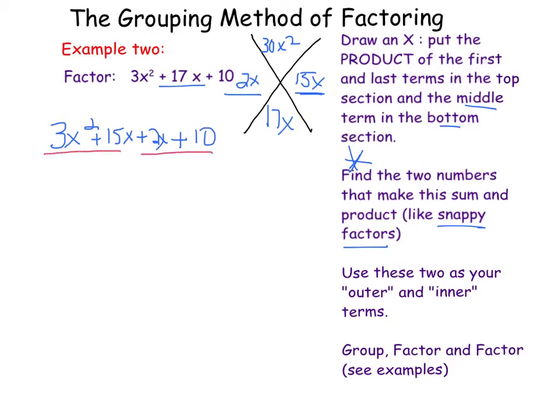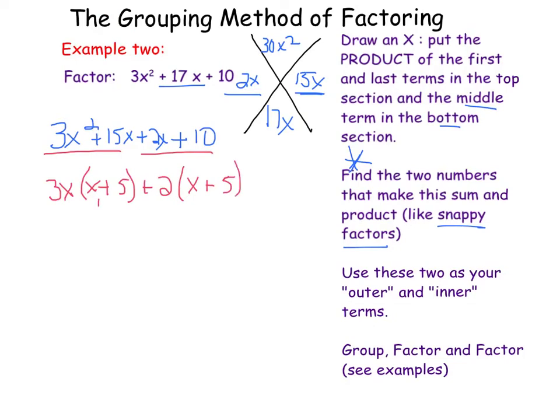So 3x squared and 15x, what do they have in common? They have a 3 and an x in common. So that leaves me with x plus 5. And the 2x and the 10, what do they have in common? They have a 2 in common. And that leaves me with x plus 5, because 2 times x is 2x, 2 times 5 is 10.